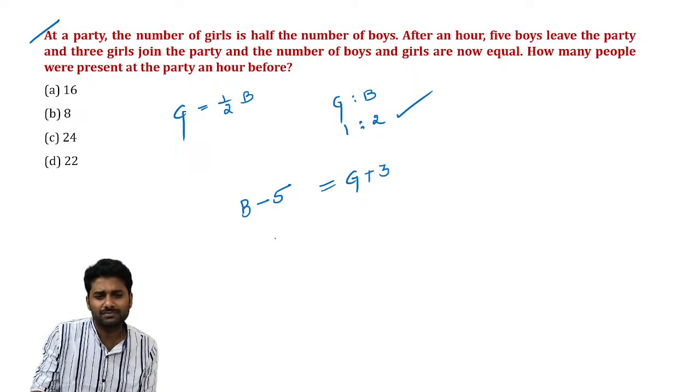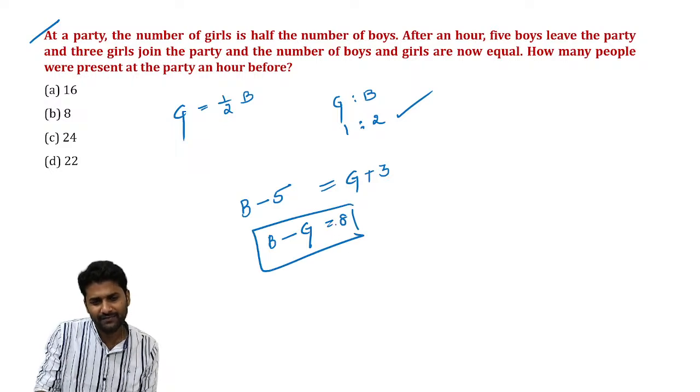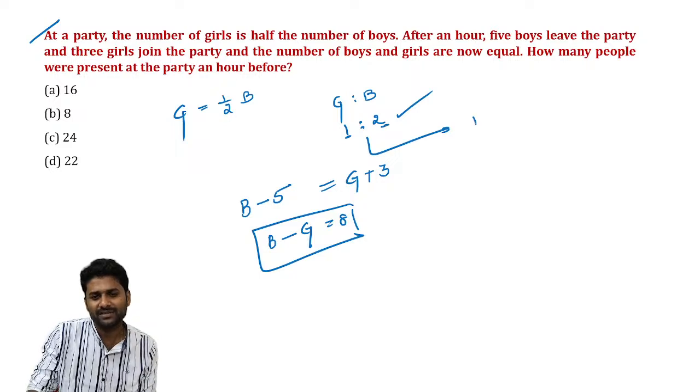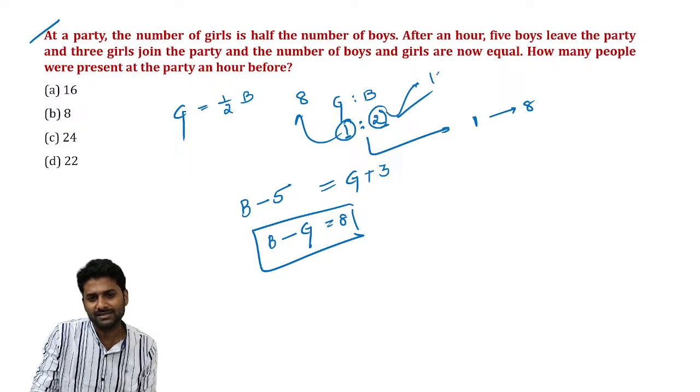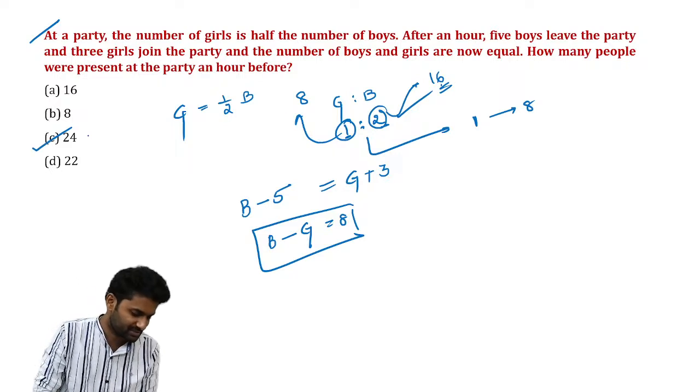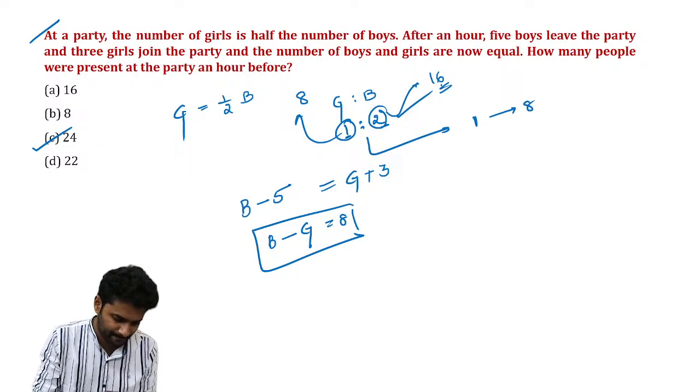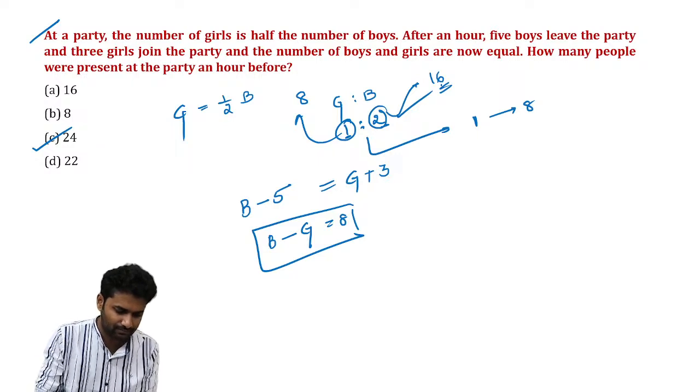Let's go through this information here. B minus G must be 8. The difference between B and G must be 8. So B and G differ by 1 unit, right? If 1 unit is 8, then the number of girls is 8 and the number of boys is 16. Now how many people are present? 16 plus 8 is 24. It's 24.